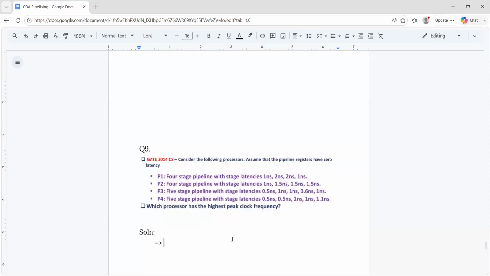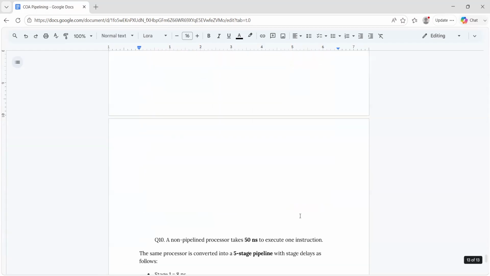Since they have asked for the highest peak clock frequency, we'll just take the slowest time of all these phases. P1 will be 2 nanoseconds, P2 will be 1.5 nanoseconds, P3 will be 1 nanosecond, and P4 will be 1.1 nanoseconds. In order to find the peak frequency, we need to find the lowest clock time since they are inversely proportional. P3 has the lowest time, and this gives us the highest peak clock frequency. So the answer for this would be P3.